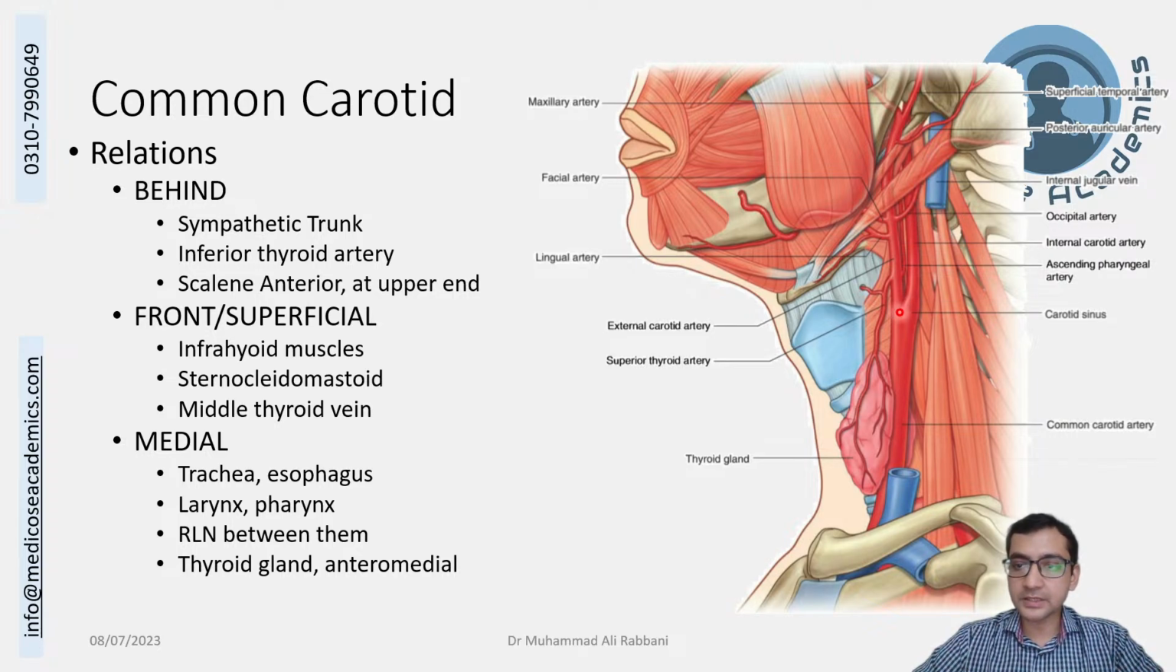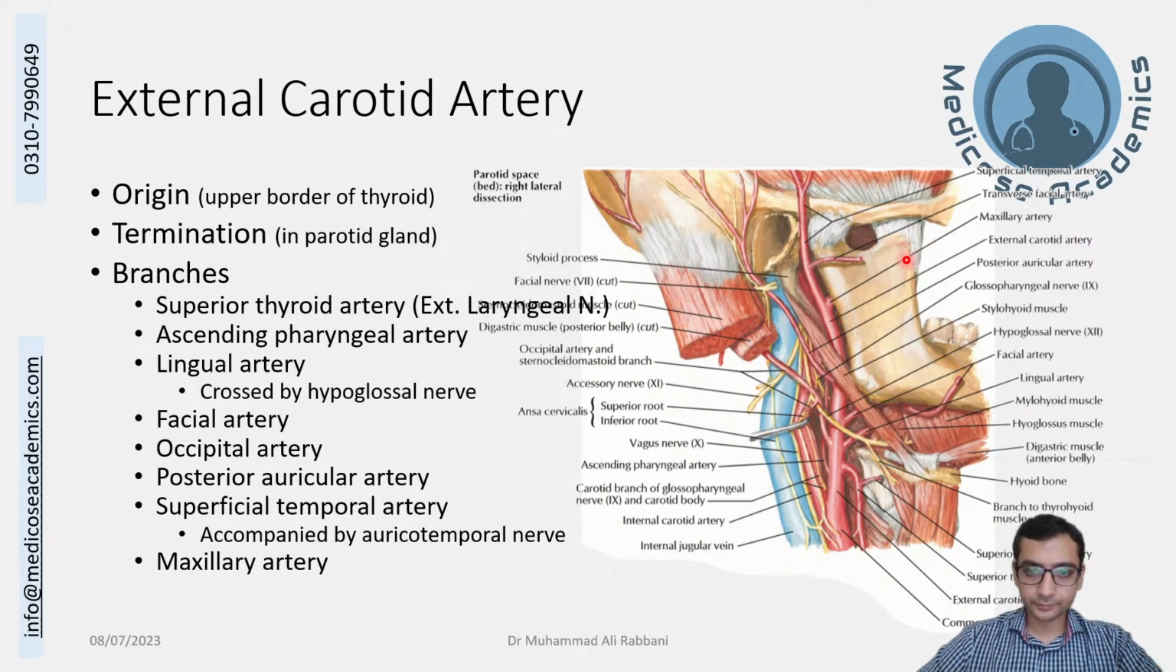Apart from the two terminal branches, there are no other branches of the common carotid artery, apart from the internal and external carotid artery. Let's talk about the external carotid artery. External carotid artery is a very busy artery in the neck. It is the one that is supplying most of the structures of the face and the neck and occiput region also. Let's talk about its origin and termination. First, origin, root, and termination. Then we'll go to the branches.